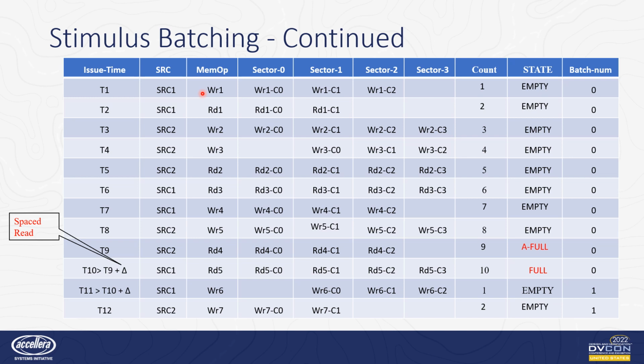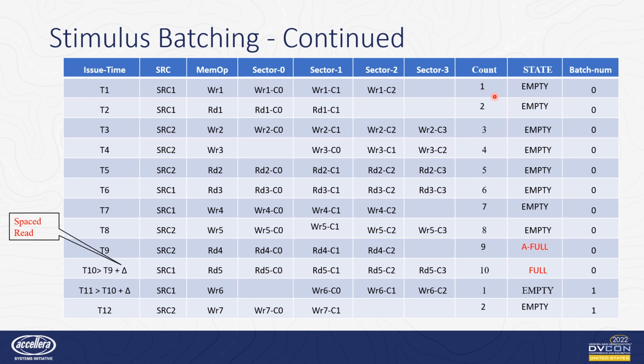Another way to visualize this stimulus batching mechanism is using this tabular structure. So BatchSolve would maintain a table per cache line, and as various sources send requests to the cache line, it will put each request or memo in a separate row. So for instance, the first row is saying that at time t1, source 1 made a request which is of type write, and the write wrote the first 3 sectors of the cache line.